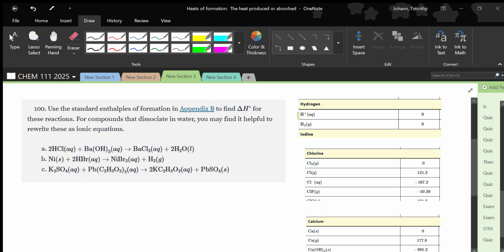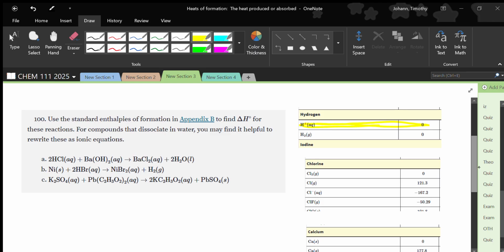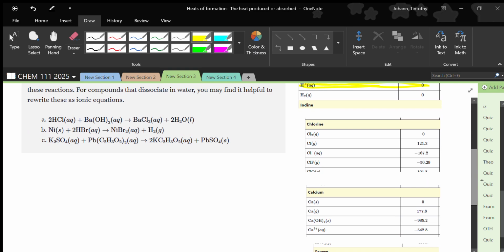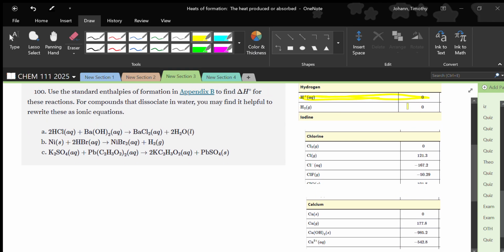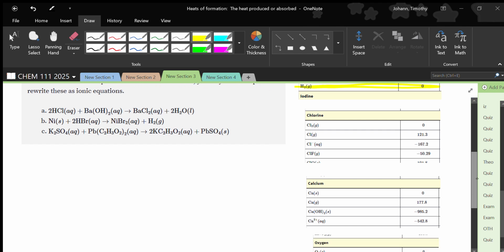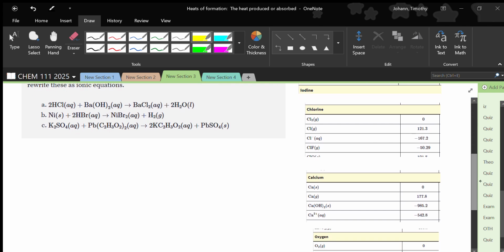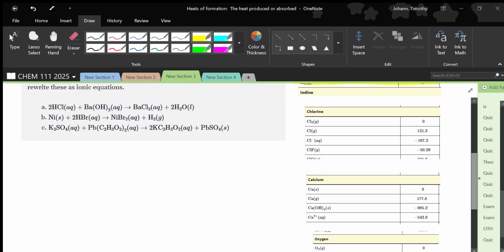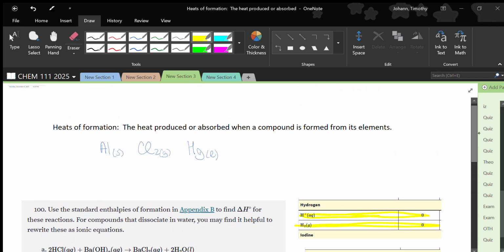So here, H plus. If we talk about H plus in solution, we consider that its element. So H2 gas would be thinking about H2 as that. And so that's going to fall out of the equations and how we use this. But this is super useful. We can use this to do Hess's law and essentially figure out what the enthalpy is for any reaction if we know the heats of formation.